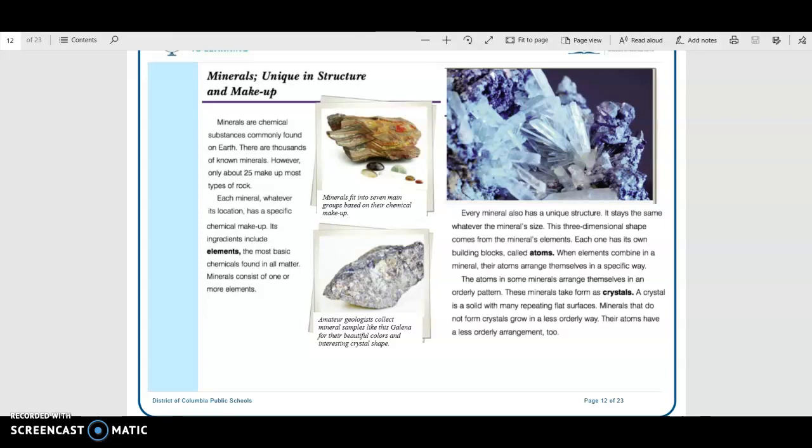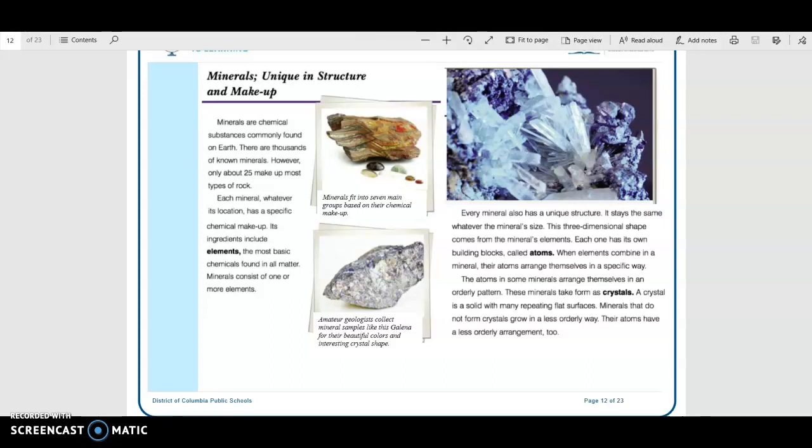Every mineral also has unique structure. It stays the same whatever the mineral size. This three-dimensional shape comes from the mineral's elements. Each one has its own building blocks called atoms. When elements combine in a mineral, their atoms arrange themselves in a specific way.